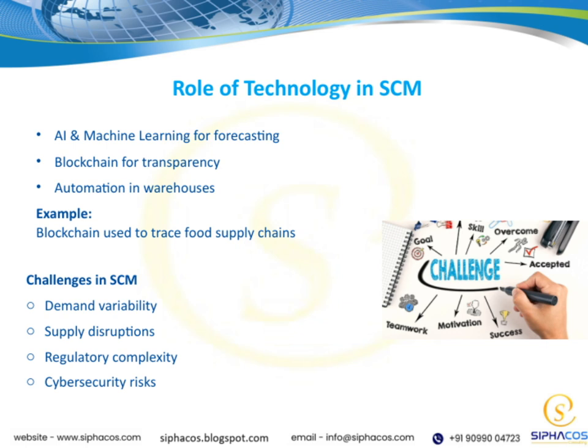Supply disruptions, whether due to natural disasters or geopolitical issues, can halt operations unexpectedly. Regulatory complexity varies across regions, adding layers of compliance that can be difficult to navigate. And cybersecurity risks are ever present. As we become more connected, the threat of cyber attacks increases, potentially compromising sensitive data or disrupting operations. Overall, technology is transforming supply chain management, making it more agile and transparent, but it also requires us to be vigilant and adaptable to these challenges.